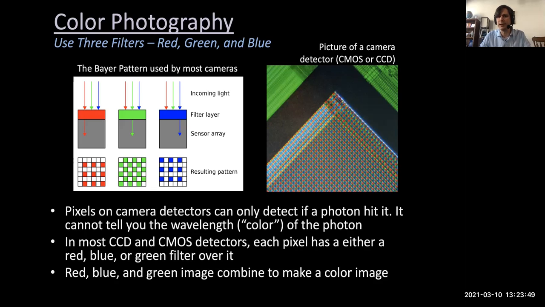So how do we make color images? Why can you just pick up your phone and take a picture and it's a color image? There are several ways of doing this, but the most common way, and the cheapest and easiest way, is to put little tiny filters.